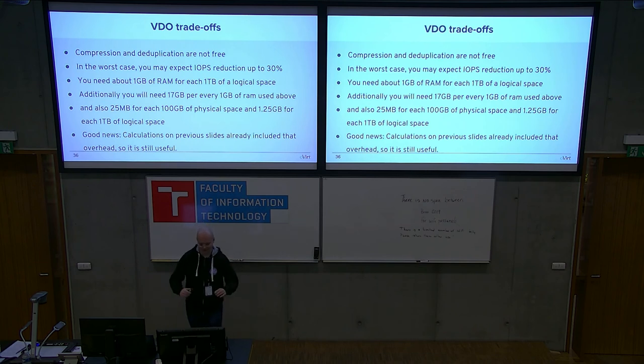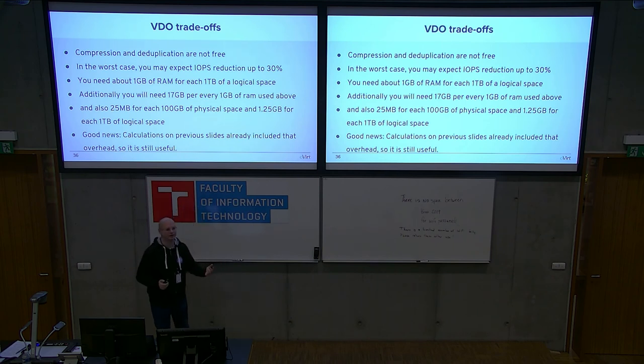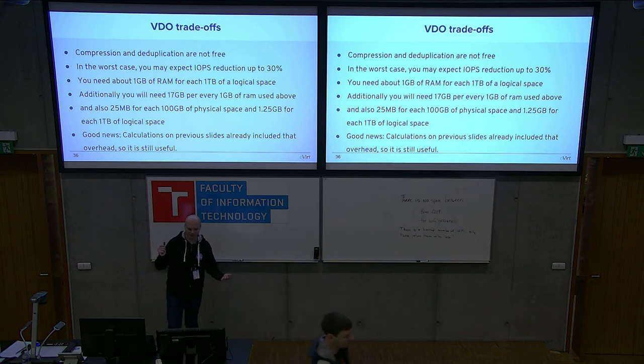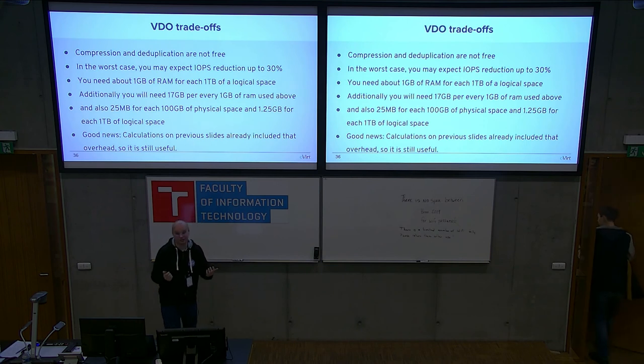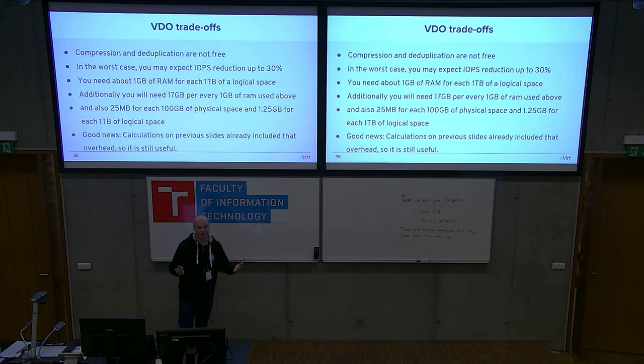The other thing you pay, and it's really important for a virtualization environment, is that you have to pay a lot of RAM. You use about 1 gigabyte of RAM for each terabyte of logical space. And as we recommend it to be the smallest part, so 1 to 10 and just 1 terabyte, you spend a lot of RAM. Sorry, we have to keep the index somewhere.